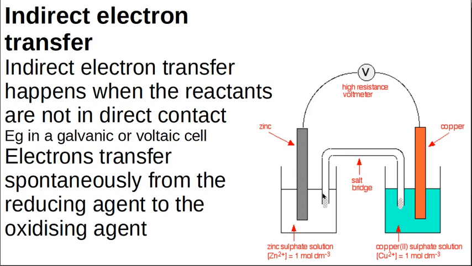And it can't do that directly because the zinc is not in the copper sulfate, but the copper is in the copper sulfate. So what happens is the reducing agent transfers electrons to the oxidizing agent, and it can do it through this circuit, this outside circuit. So you're harnessing the power of indirect electron transfer through a wire. You're focusing the electrons along a conductor.